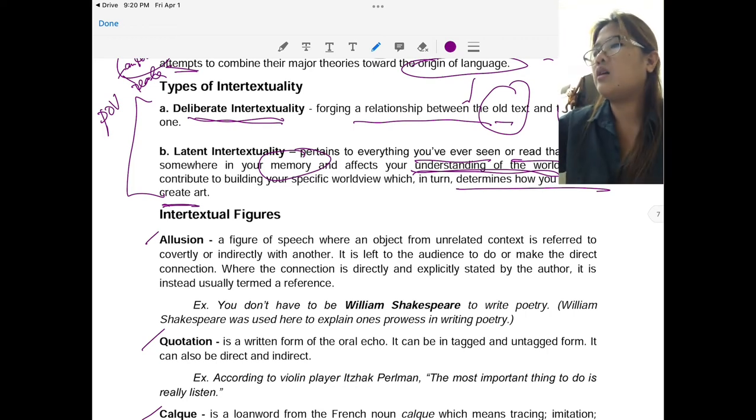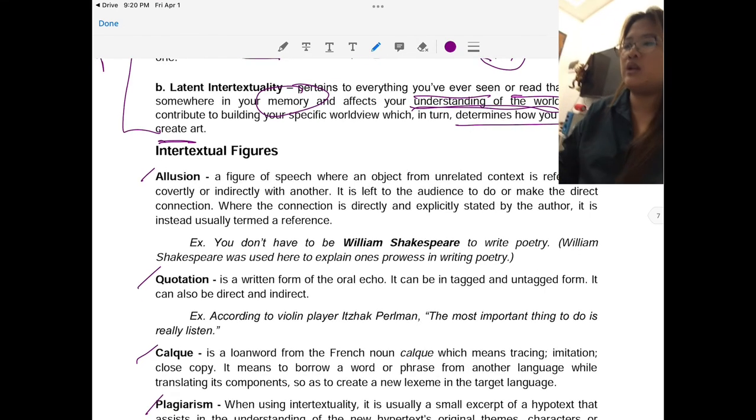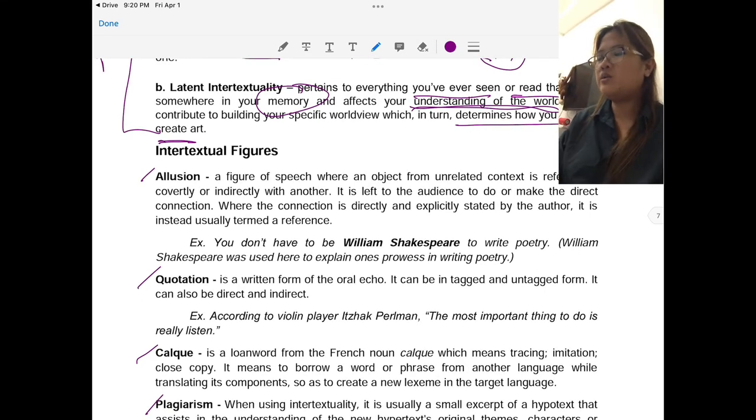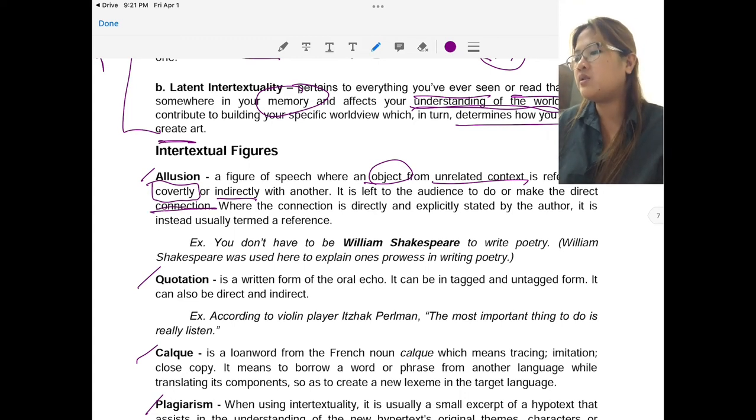So as I'm searching for the pronunciation, let's start with allusion, okay? Allusion is a figure of speech. You might have heard about this already in your high school, in your previous topics. It is where an object from unrelated context is referred to covertly, obviously, or indirectly with another. It is left to the audience to make the direct connection.